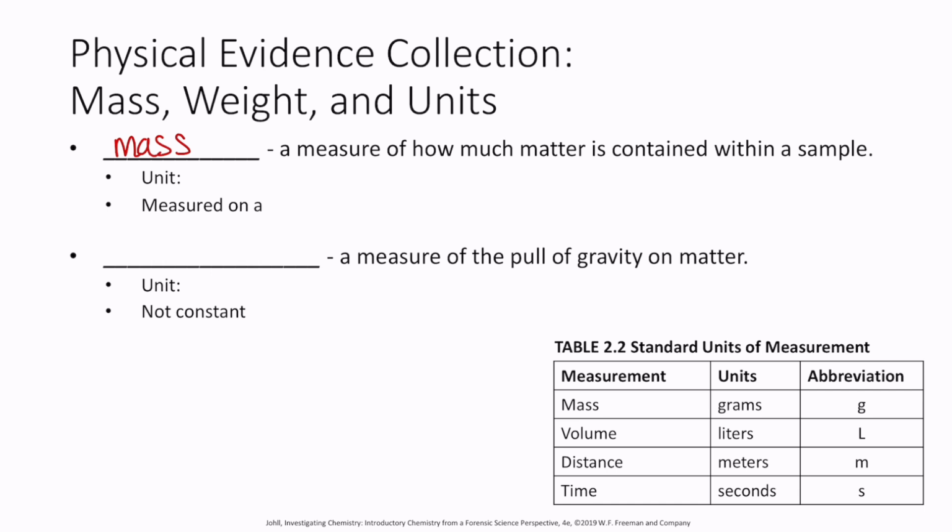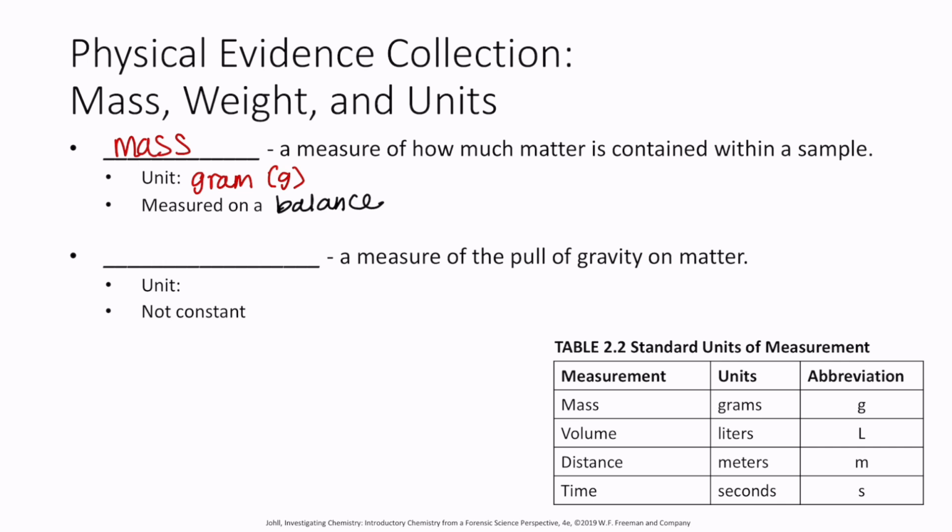The unit that we most often use in a chemistry lab for mass is the gram, and it has the symbol lowercase g. And this is going to be measured on a balance.